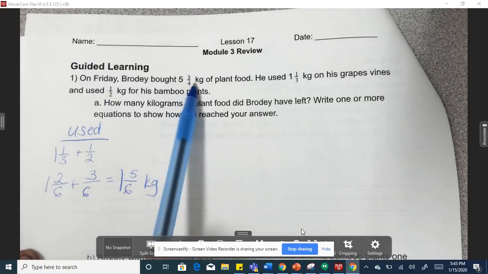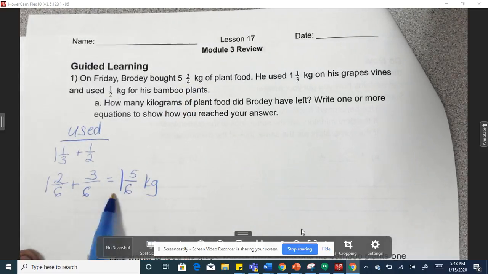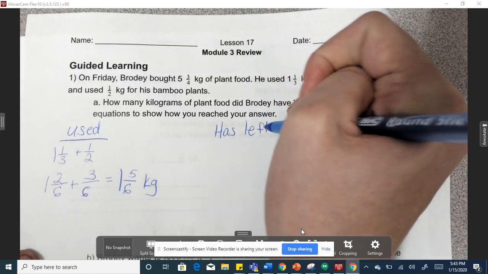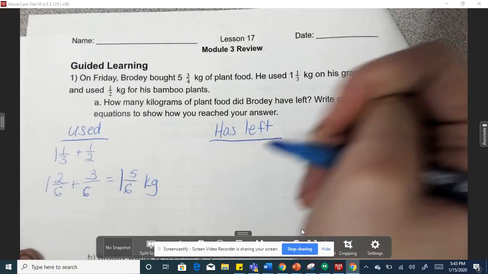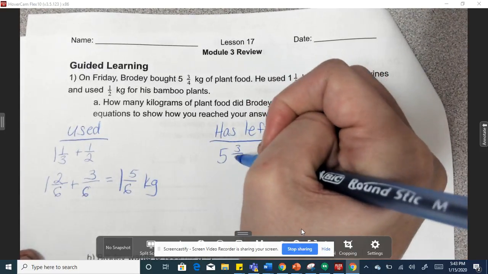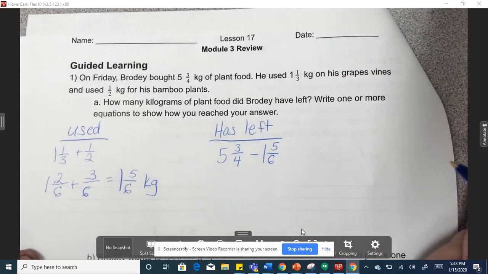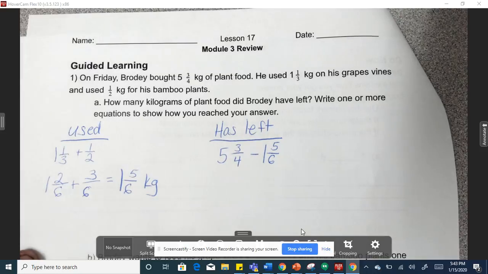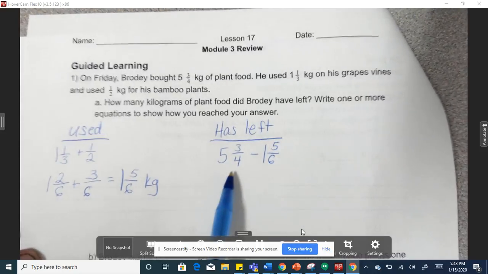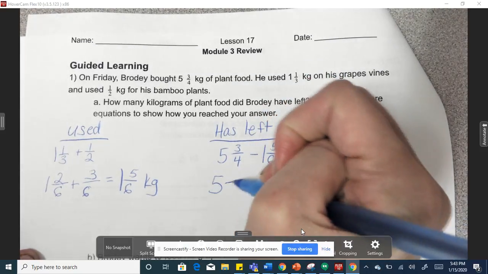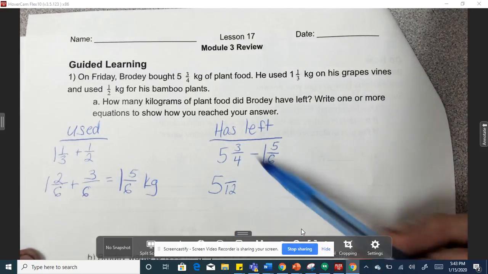He had started with 5 3/4 kilograms, and he used 1 5/6. So I'm going to organize the rest of my paper and say how much he has left. We started with 5 3/4. We used, which means subtract, 1 5/6. Oh, not common denominators. But I do know my common denominator would be 12. If I need to list out the multiples, I can, but I do know that I can multiply 4 times 3 to get 12 and 6 times 2 to get 12. So we're going to have 5 and something over 12.